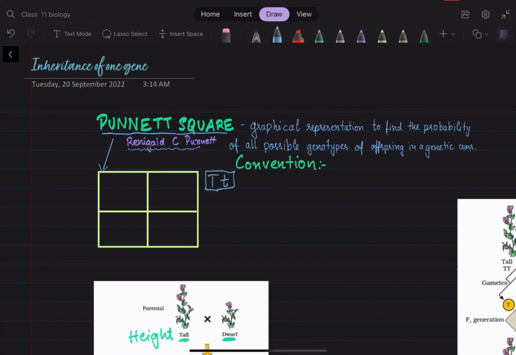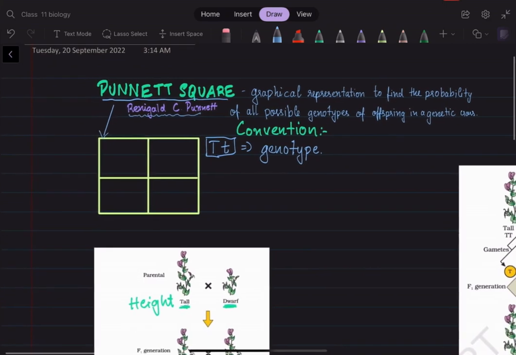These two alleles together will be called a genotype. Genotype is the genetic composition. It is something that you cannot determine just by looking at the plant. Suppose you have a tall plant, this can either be capital T capital T or capital T small t.